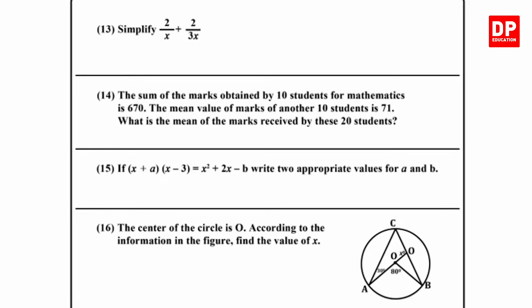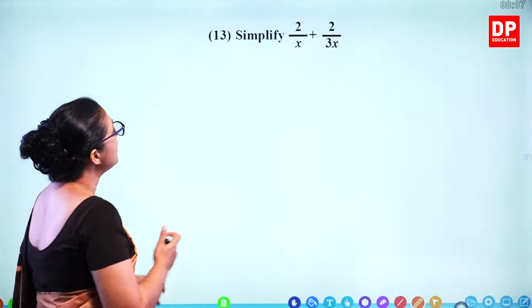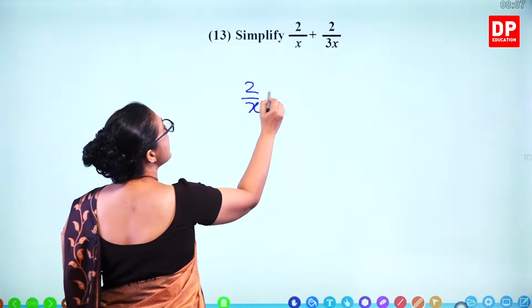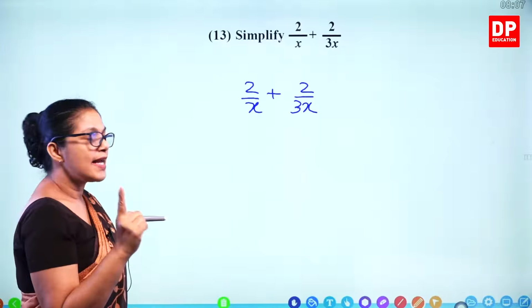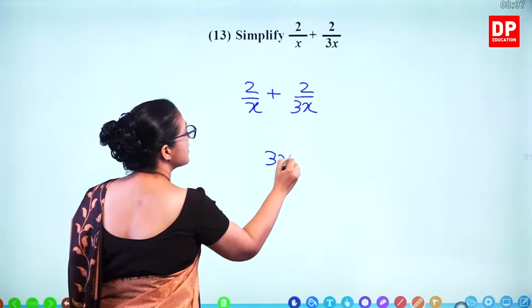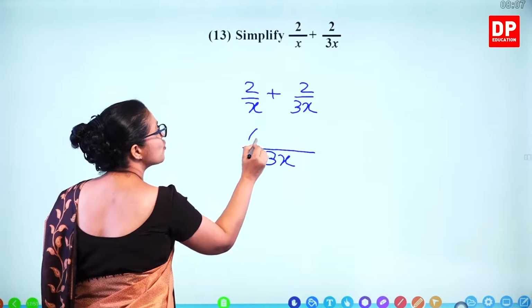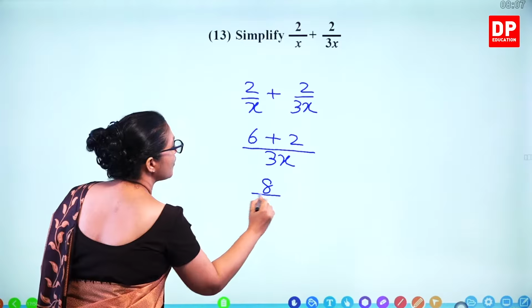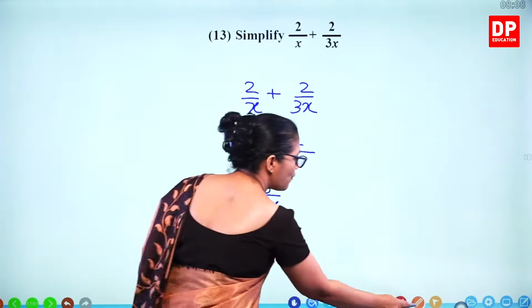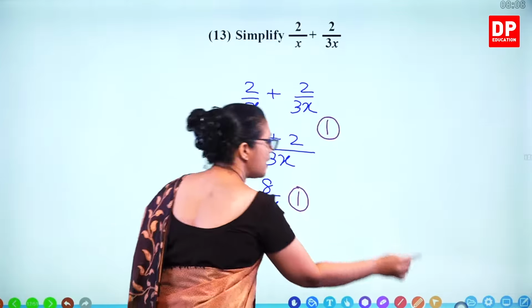Now you can try question number 13 to 19. 13th one, 2 over x and 2 over 3x. What's the lowest common multiple of x and 3x? That's 3x. To convert to 3x, you need to multiply this by 3. 3 times 2, 6, plus 2, that's 8 over 3x. You can't simplify further. You can keep it like this. So 1 mark for the method.